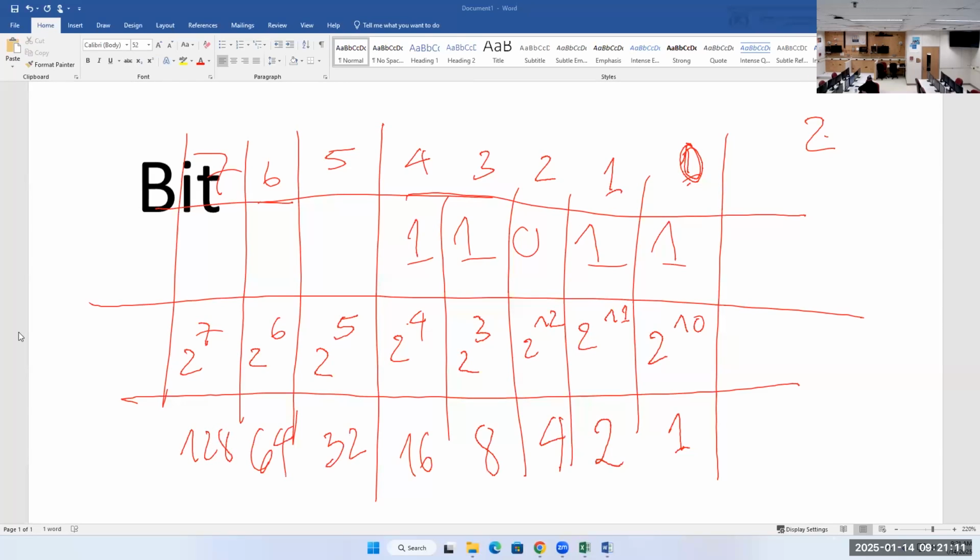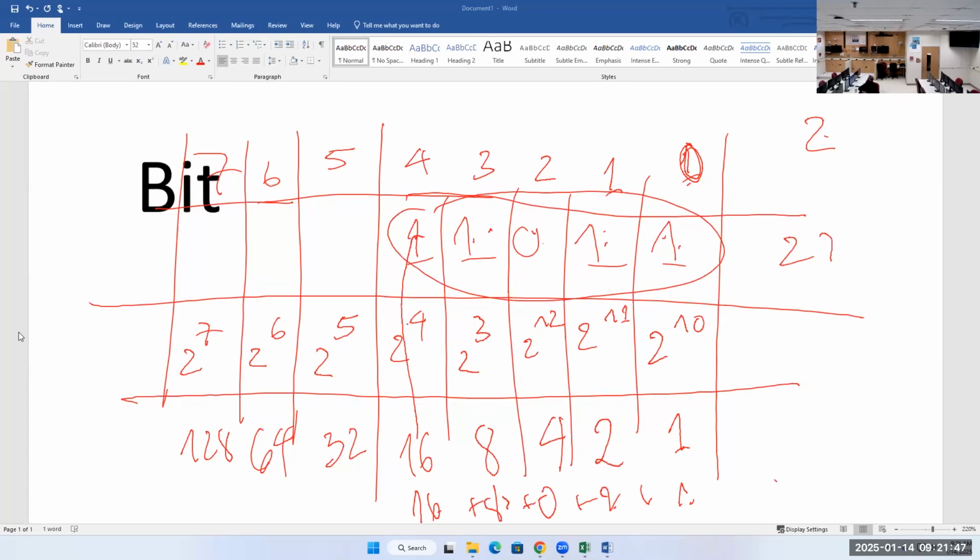So if I have the binary number 1, 1, 0, 1, 1, what does it mean? I have 1 of 16, 1 of 8, 0 of 4, 1 of 2, and 1 of 1. I sum it up together and I have the decimal number: 16, 24, 26, and 27. So when I convert this one, I have 27. That's the way you convert from binary to decimal.